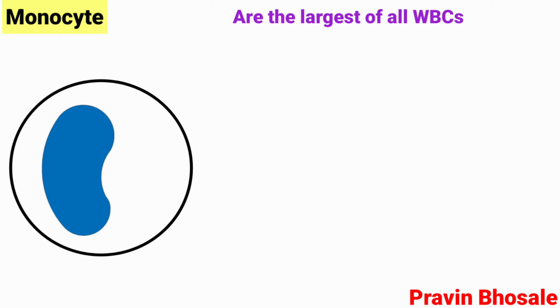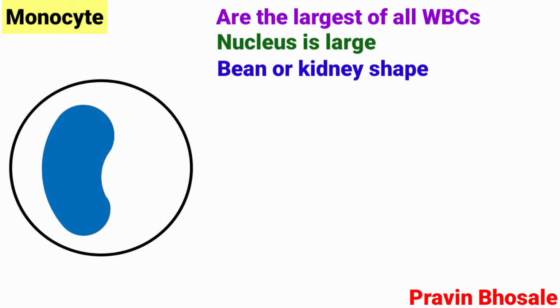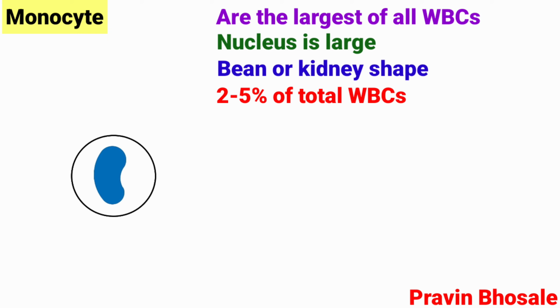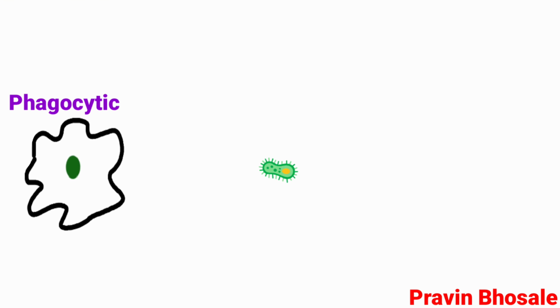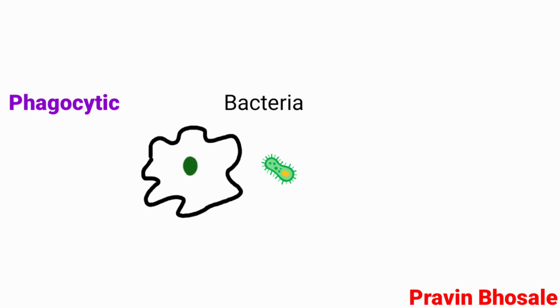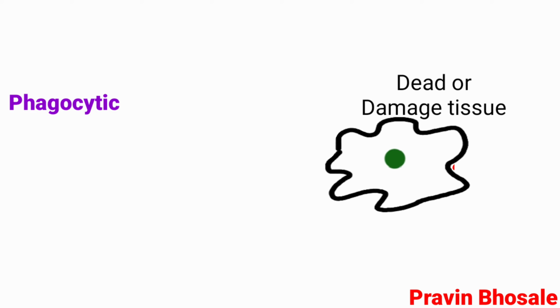Monocyte are the largest of all WBC. Its nucleus is large and bean or kidney shaped. They form 3 to 5% of WBCs. Monocytes are actively motile and give rise to macrophages. They are mainly phagocytic and destroy the bacteria and dead or damaged tissue by phagocytosis.